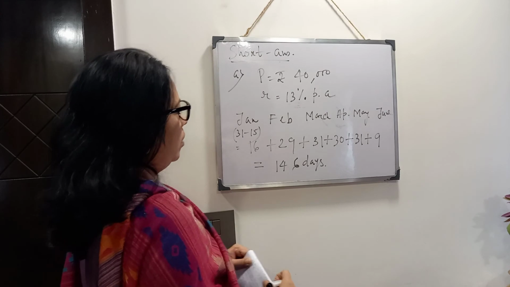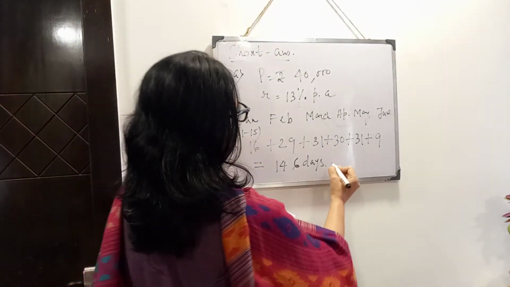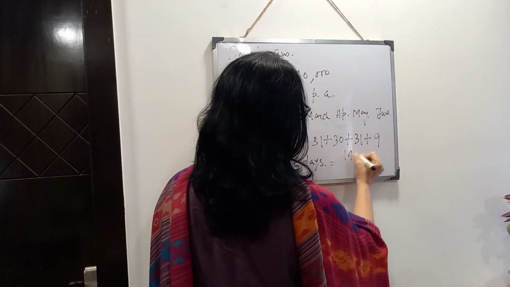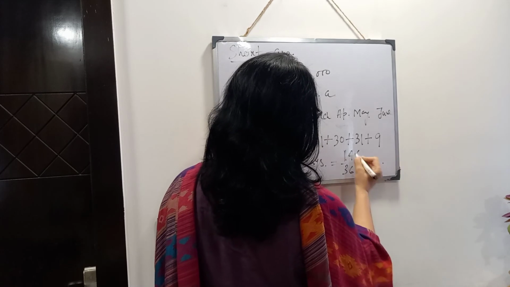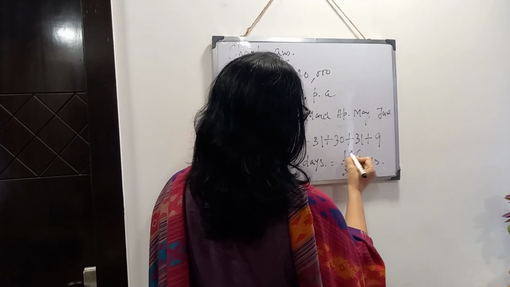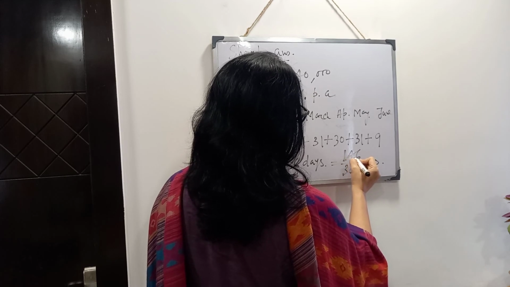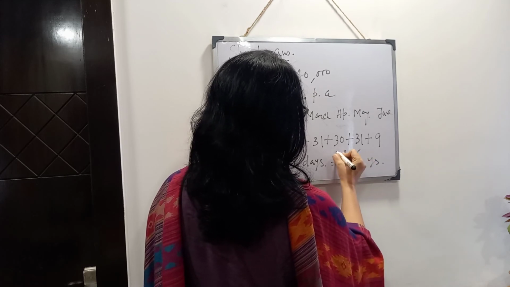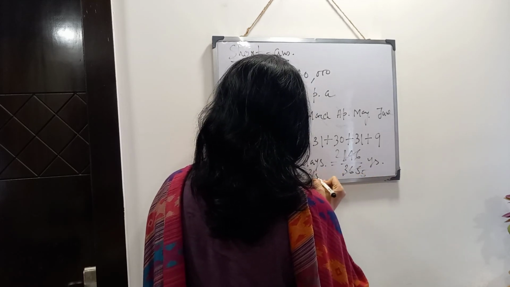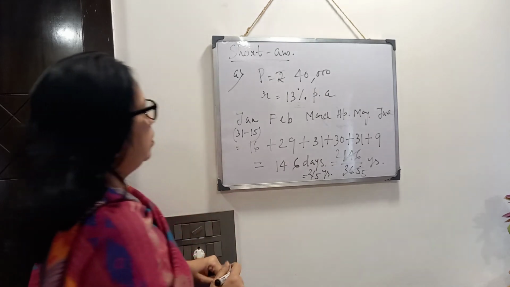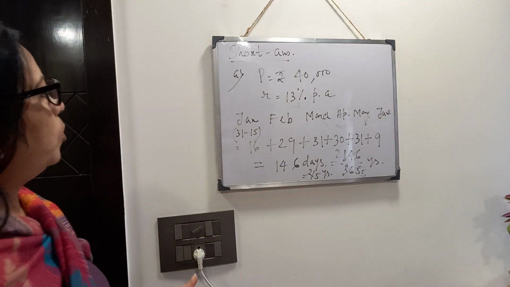Clear? Now 146 days we will convert to years. So 146 by 365 year. So by 73 it will be cancelled out. Okay, so by 73, 3, 2 and here 5. So T is coming 2 by 5 year. And rate is this, principal is this. Then we will calculate our interest.